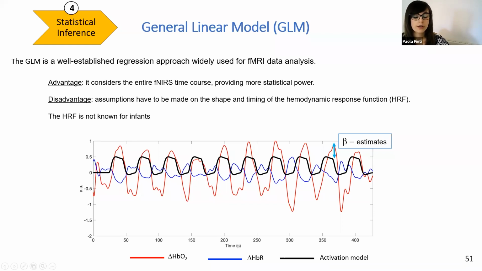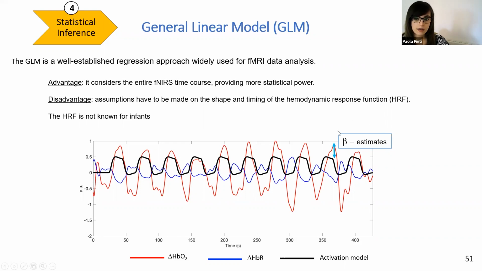But in order to create this activation model, we need to make an assumption on the shape of the hemodynamic response. This is mainly for the canonical GLM type of analysis. And unfortunately, this is really not known for infants. So this method up until now is mostly used for adult datasets.